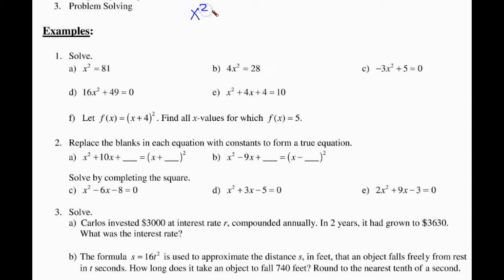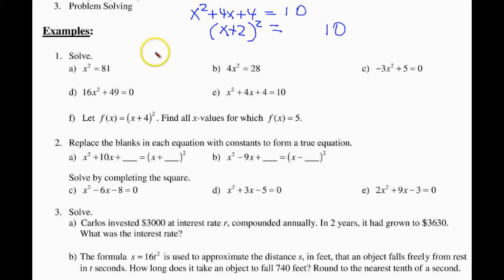It's x squared plus 4x plus 4 equals 10. Notice, what is this? This is a perfect square trinomial that will factor into x plus 2, the quantity squared, equals 10. We have converted a trinomial into a binomial that's squared.